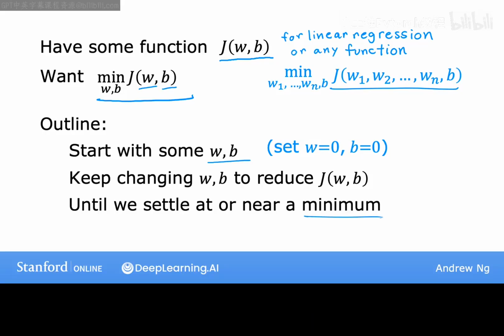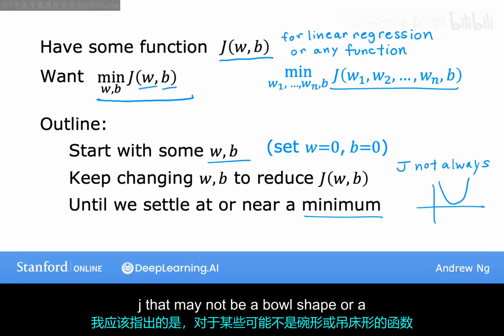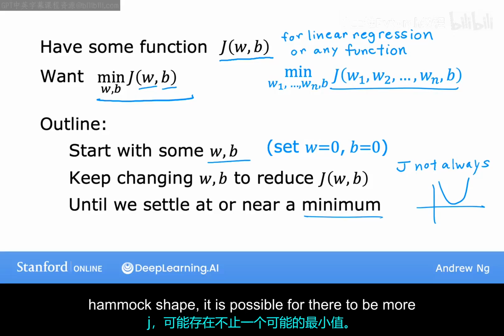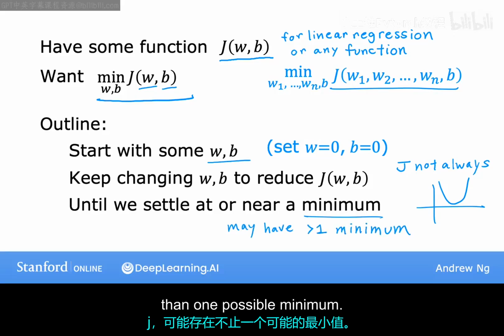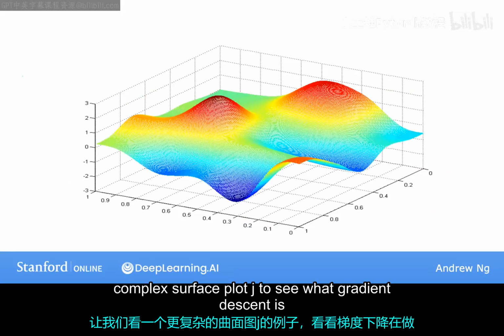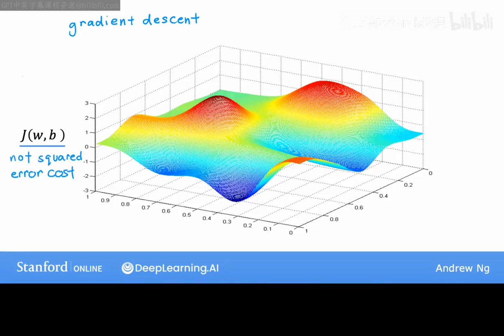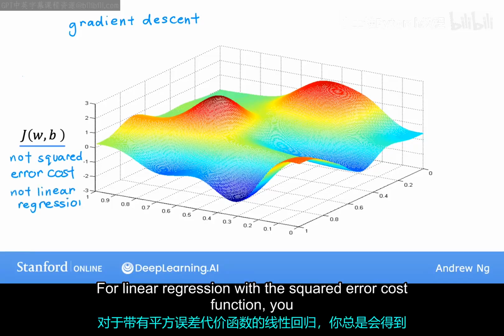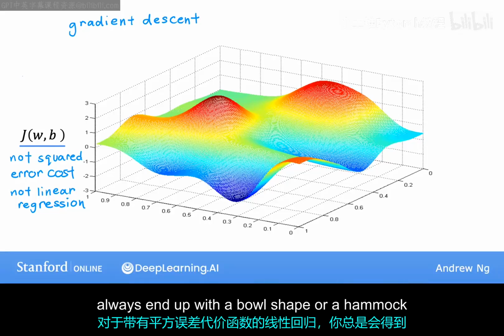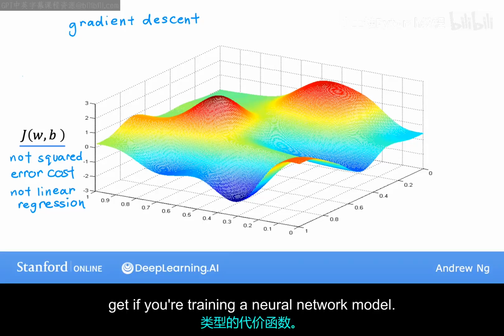a minimum. One thing I should note is that for some functions J that may not be a bow shape or a hammock shape, it is possible for there to be more than one possible minimum. Let's take a look at an example of a more complex surface plot J to see what gradient descent is doing. This function is not a squared error cost function. For linear regression with the squared error cost function, you always end up with a bow shape or a hammock shape. But this is a type of cost function you might get if you're training a neural network model.